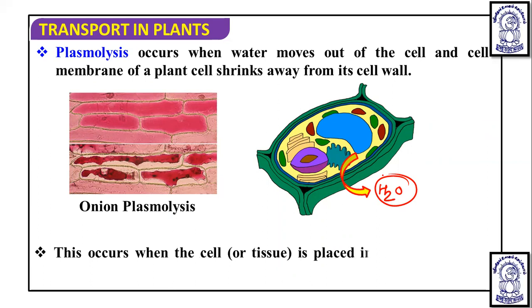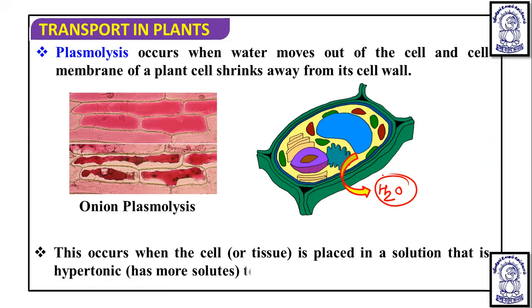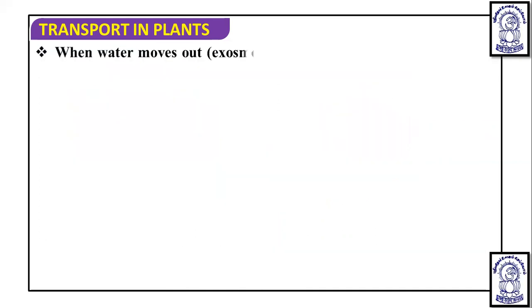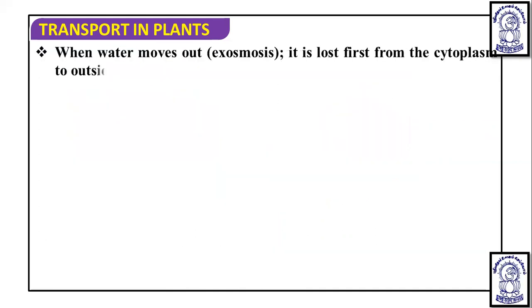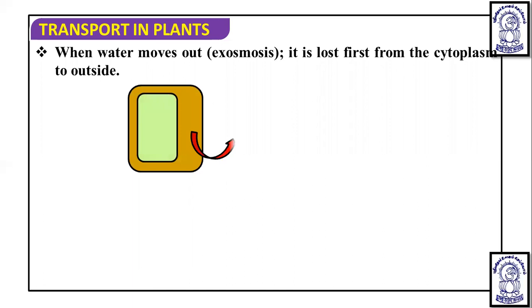You can see this is the example of onion plasmolysis, and this occurs when a cell is placed in a solution that is hypertonic, or has more solute than the protoplasm. When water moves out of the cell, it is known as exosmosis, and it is lost first from the cytoplasm to the outside, and then from the vacuole. So when plasmolysis occurs, there is water loss because the outer side concentration is hypertonic, and exosmosis will take place.